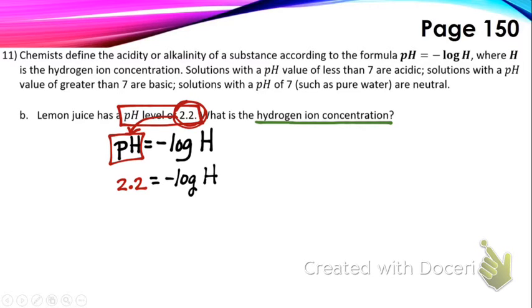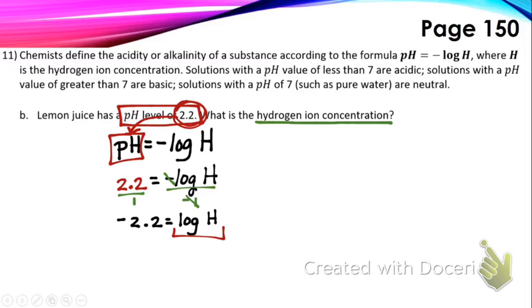Is my log isolated? No. What's in front of it that I need to get rid of? The negative. So let's divide both sides by -1, so that cancels my negative out. So now I have negative 2.2 equals log of h. Is my log isolated now? The log is isolated. When I look over here on this side, it's just log with my argument. That's what I mean when I say is my log isolated, because I can't ever just have those 3 letters by themselves.